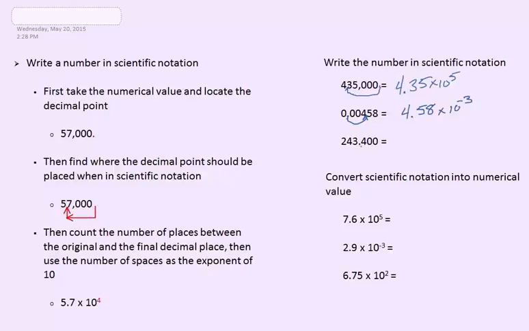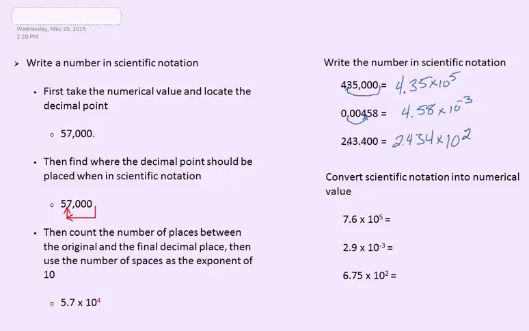For our last example, we have 243.4. If we move our decimal 2 places to the left, it'll give us 2.434 times 10 to the second power.